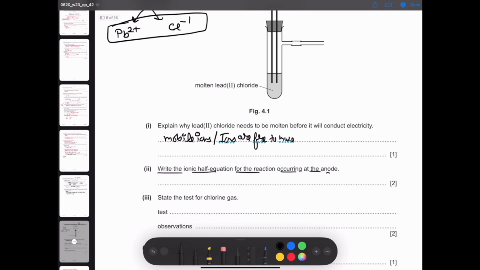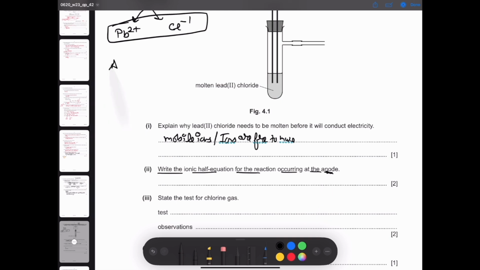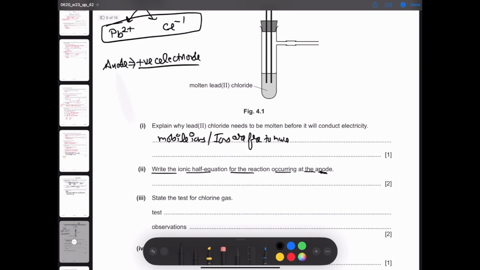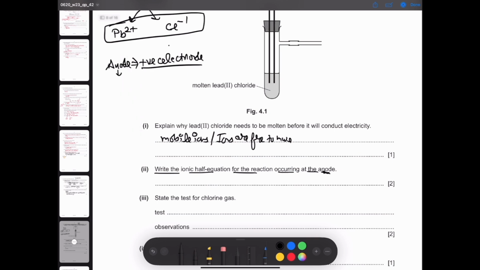All right. Now they're asking you what happens at the anode. What is anode? Anode is the positive electrode. Anode has a charge of positive. Now just think about it. Positive will attract what charge? Positive or negative? Positive will attract negative. So the equation will be 2Cl negative goes to Cl2 plus 2 electrons. I hope you remember this. So write the ionic half equation. There it is. This is your ionic half equation.